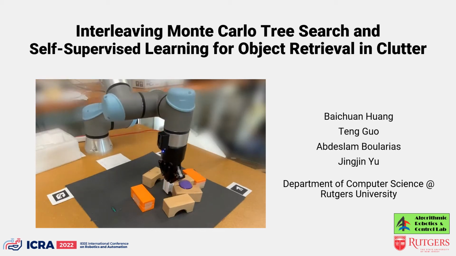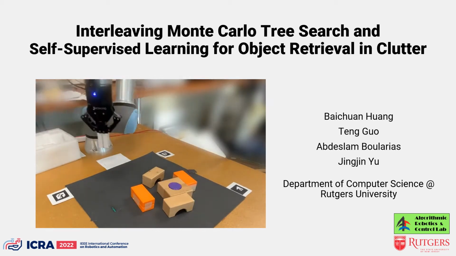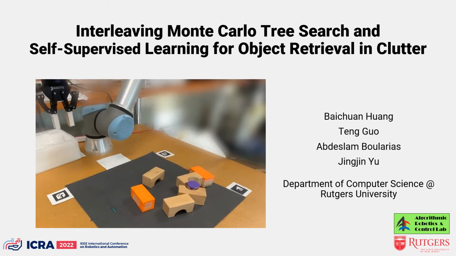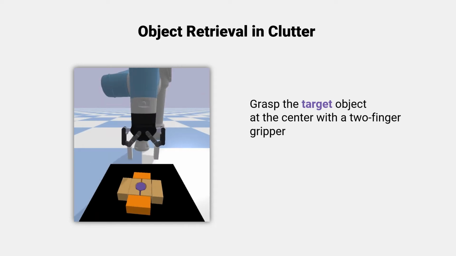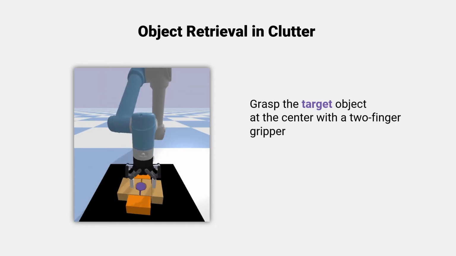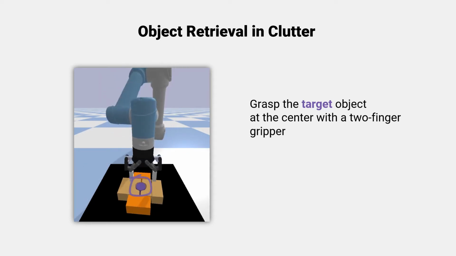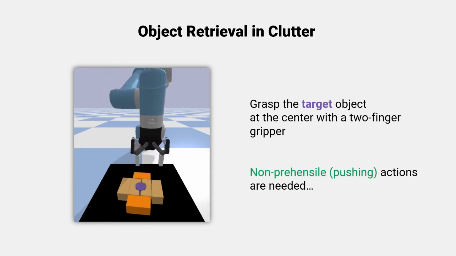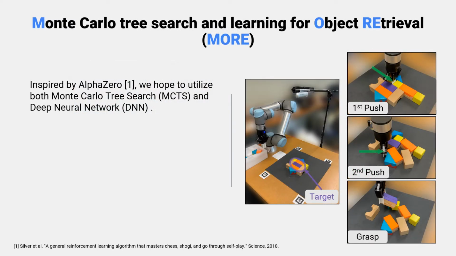Hello everyone, I will talk about our paper Interleaving Monte Carlo Tree Search in self-supervised learning for object retrieval in Clutter. We consider a task where the robot with a two-finger gripper wants to get the target object in Clutter. As you see, some other objects surround the target object, so a direct grasp is impossible and could also damage the robot.